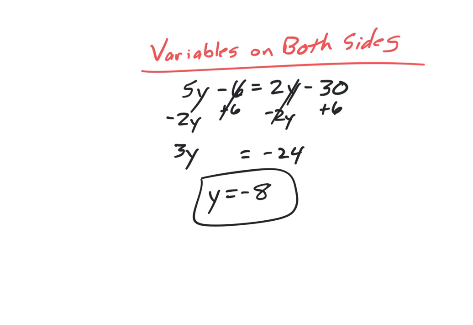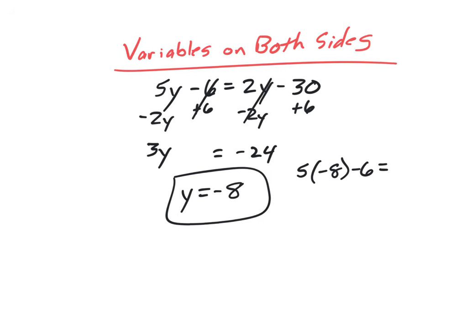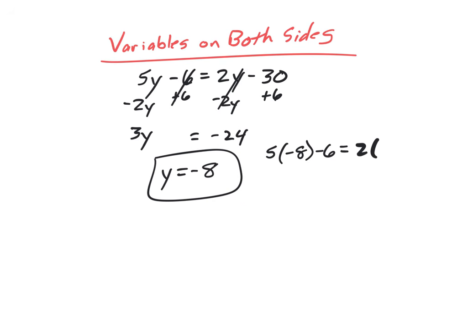If I were to check it, I'm not going to check every single one of these today, but I was going to check this one just to have a couple of them that we've checked. Five times negative 8 would be negative 40. Negative 40 minus 6 is negative 46. On the right-hand side, 2 times negative 8 is negative 16. Negative 16 minus 30 is negative 46. Okay, and there's my quick check.